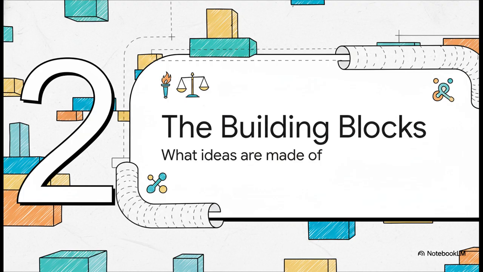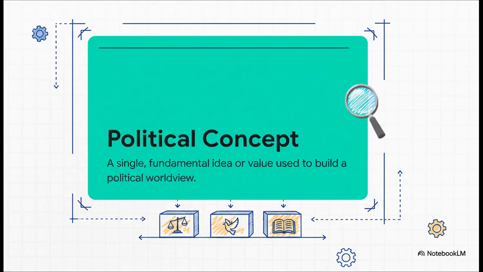So let's start with those building blocks. What are these fundamental materials? What is every single political idea, every argument actually made of at its core? Well, a political concept is nothing more than a single core idea or value. It's like one Lego brick. You can't build a castle with just one red brick, but you absolutely can't build anything without them. They're the essential starting point.